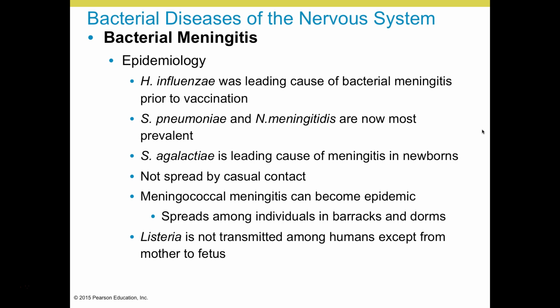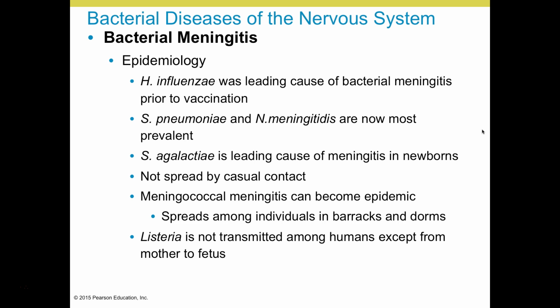So let's talk about the epidemiology. Again, Haemophilus influenzae was the leading cause of bacterial meningitis prior to vaccination, as we discussed a little earlier. Now pneumoniae and meningitidis are the most prevalent. However, agalactiae is the leading cause in newborns. It is not usually spread by casual contact.